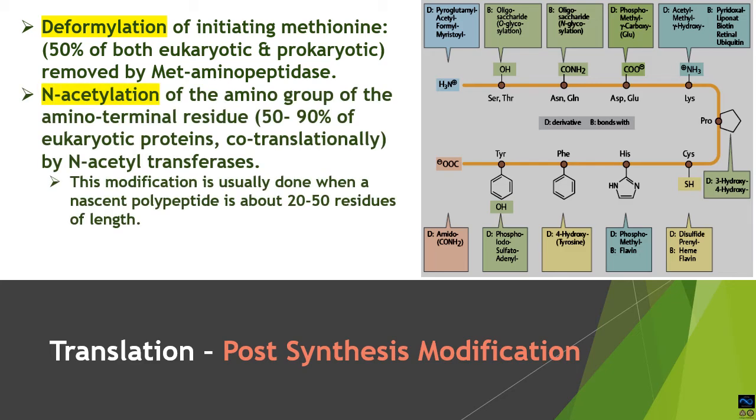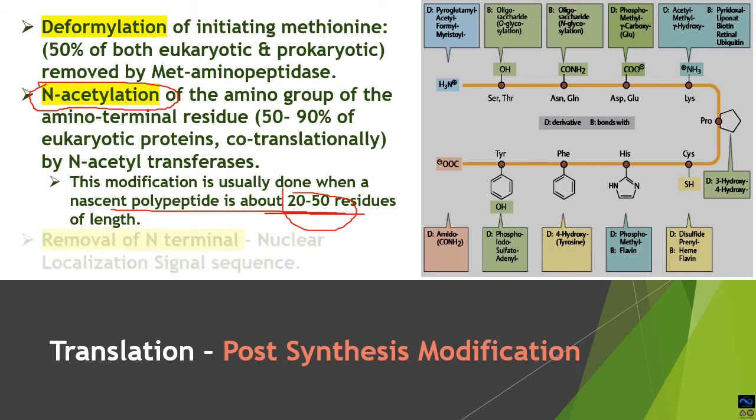Then there is another important modification, which is acetylation of the amino group at the amino terminal. Usually 50 to 90% of eukaryotic proteins are co-translationally modified by an acetyltransferase. This modification is usually done when a nascent polypeptide is being synthesized and is about 20 to 50 residues long during the translation process itself. This N-acetylation protects them from degradative action which can happen in the proteins as well.